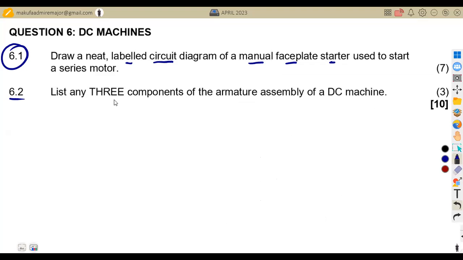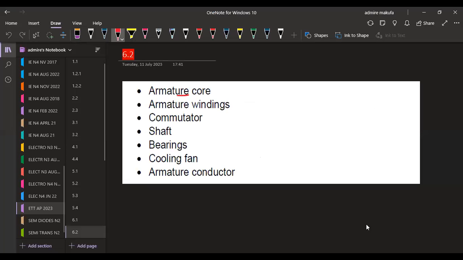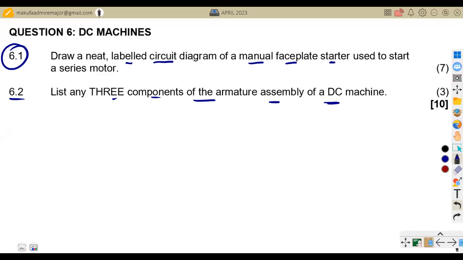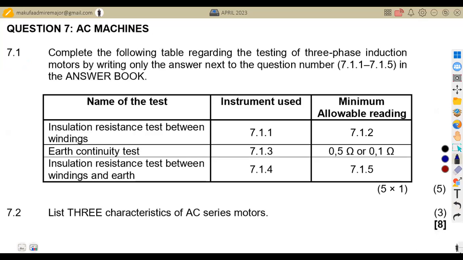Then we are asked to list 3 components of the armature assembly of a DC machine. What is it that we have on a DC machine in terms of its armature assembly? It has the armature core, the armature windings, the commutator, the shaft, the bearings, the cooling fan, and you also need to list the armature conductor. That is another part that is important to know. As you can see, 10 marks from this part, which is fine.